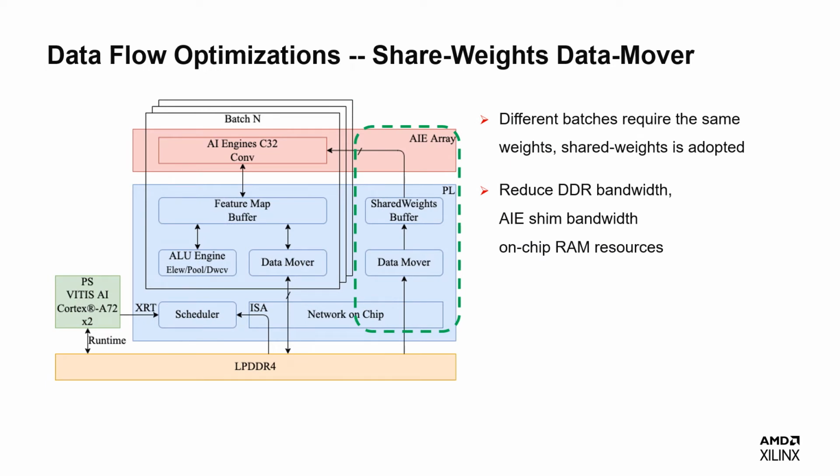On the PL side, the data mover for buffering weight data from DDR to PL is also shared among multiple batches. The shared weight design saves bandwidth requirement of DDR, AIE shim, and also the on-chip RAM resources.